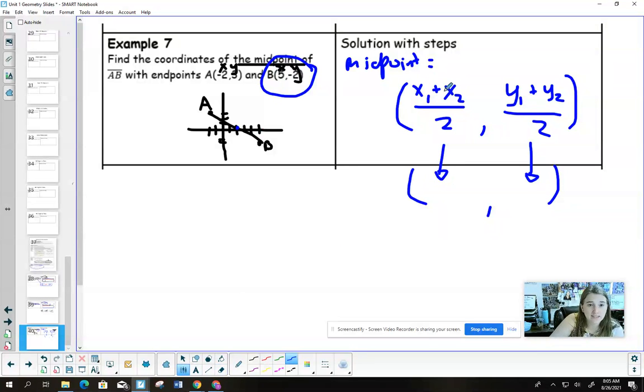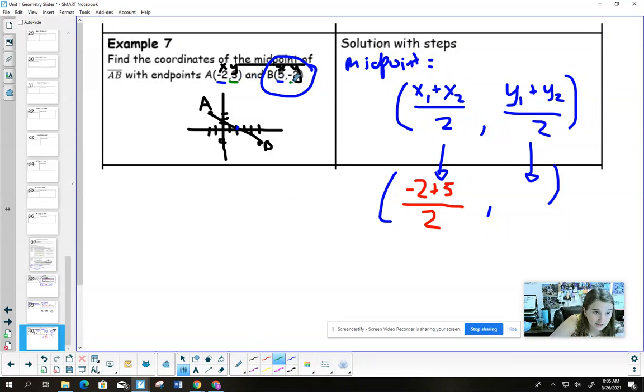We need to add our x's together and divide by 2. We need to add our y's together and divide by 2. I already have it labeled here. You might want to as well. That the first numbers are our x's and the second numbers are our y's. So once again, what are my x's that I'm going to add together based on how I have it labeled here? -2 and 5, I'm going to add those together because those are my x's. So I have -2 plus 5 over 2. Those are my x's. They are the first numbers.